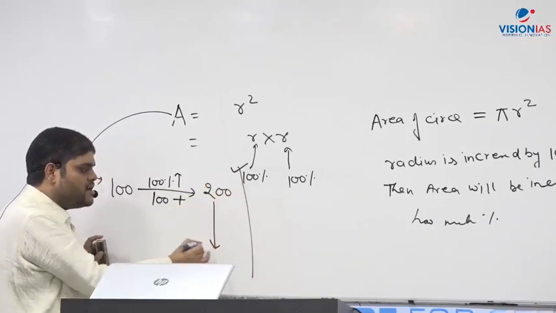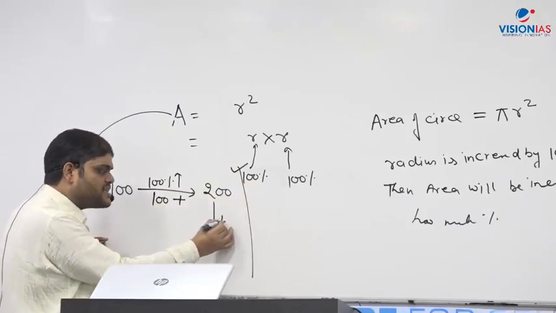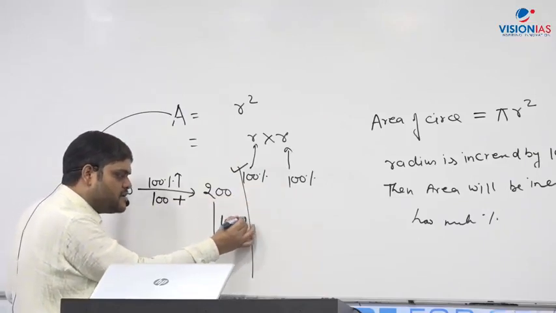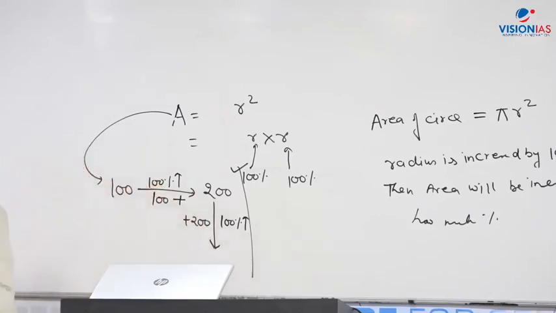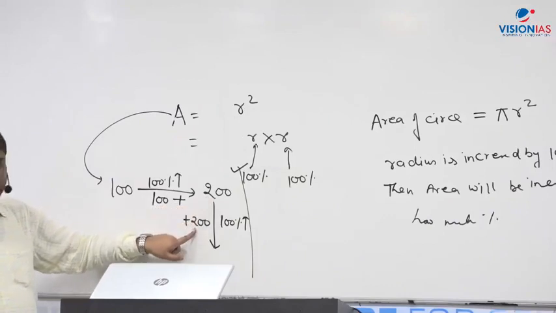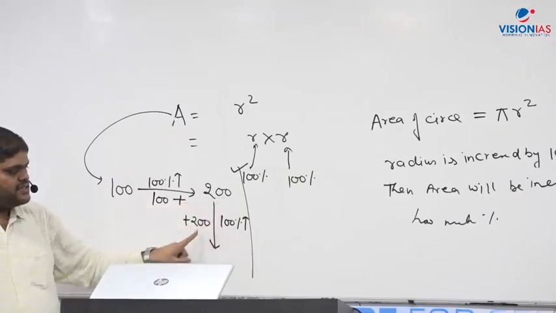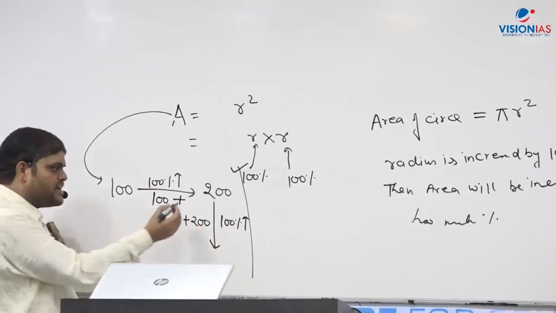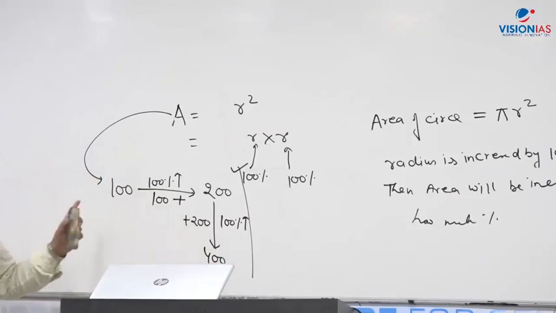Now again, the second increment, successive increment. When you increase again by 100%, there is an increment of 200, because 100% of 200 is 200. So if you increase, this becomes 400. Now the basic concept where people will make mistakes.